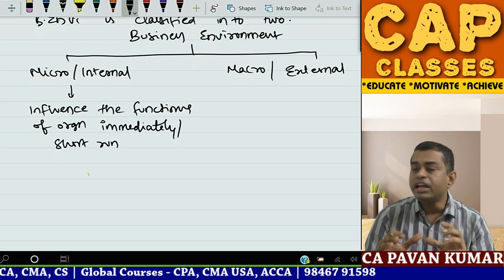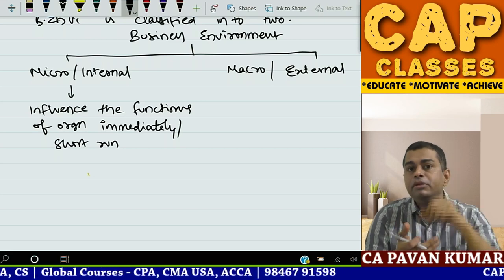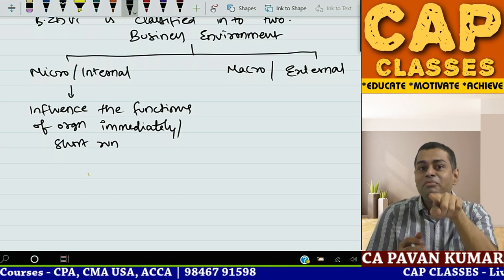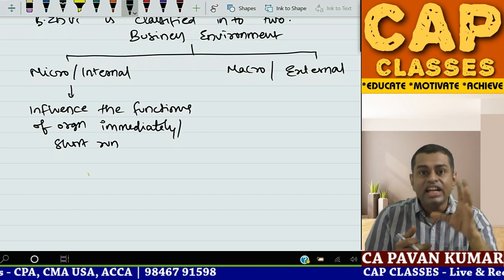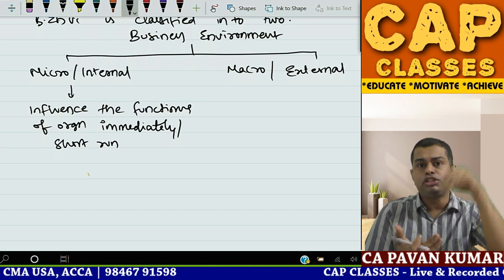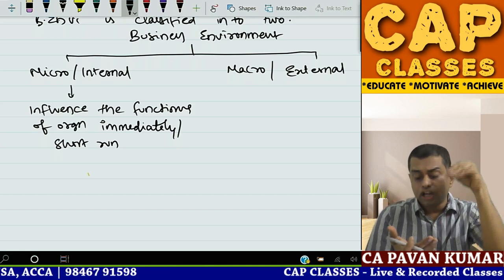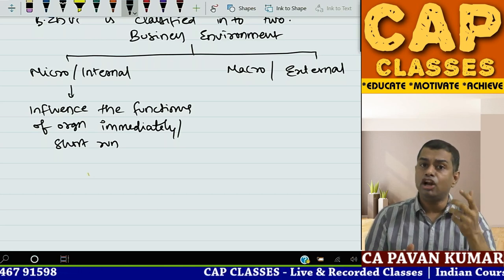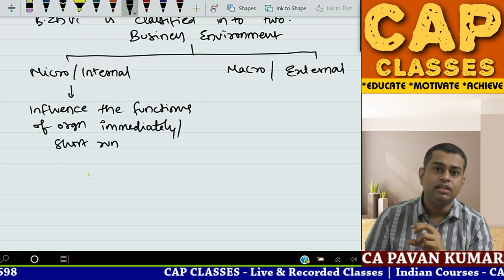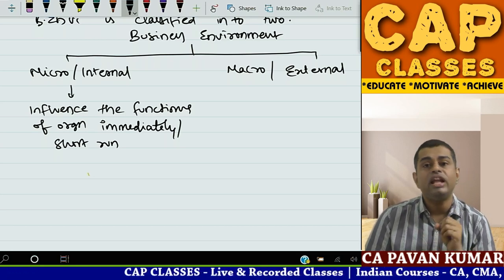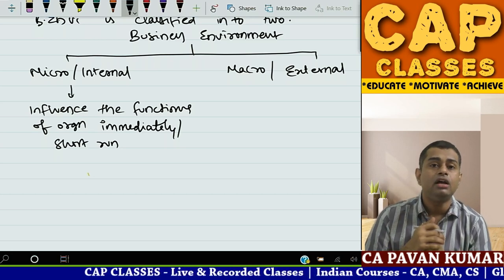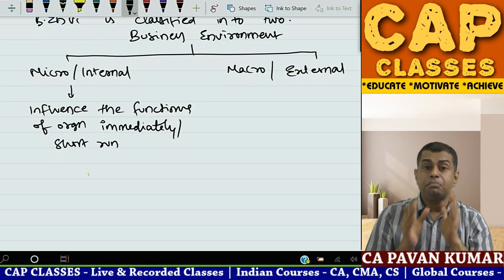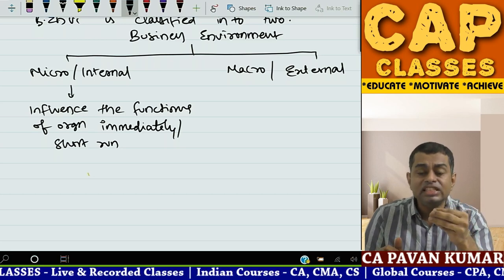For example, your supplier is not supplying raw materials to you. Today, your production will be disturbed. Your board of directors resigned today, you will be affected. Labor strike announced, you will be affected. Customer cancelled the contract, you will be affected. Legal, legislative, regulatory changes, like company law or SEBI guidelines or stock market rules changed, a new industrial policy or new taxation implemented, will affect you in the long run, not in the short run. That is the difference. Micro or internal means they will affect your business immediately.